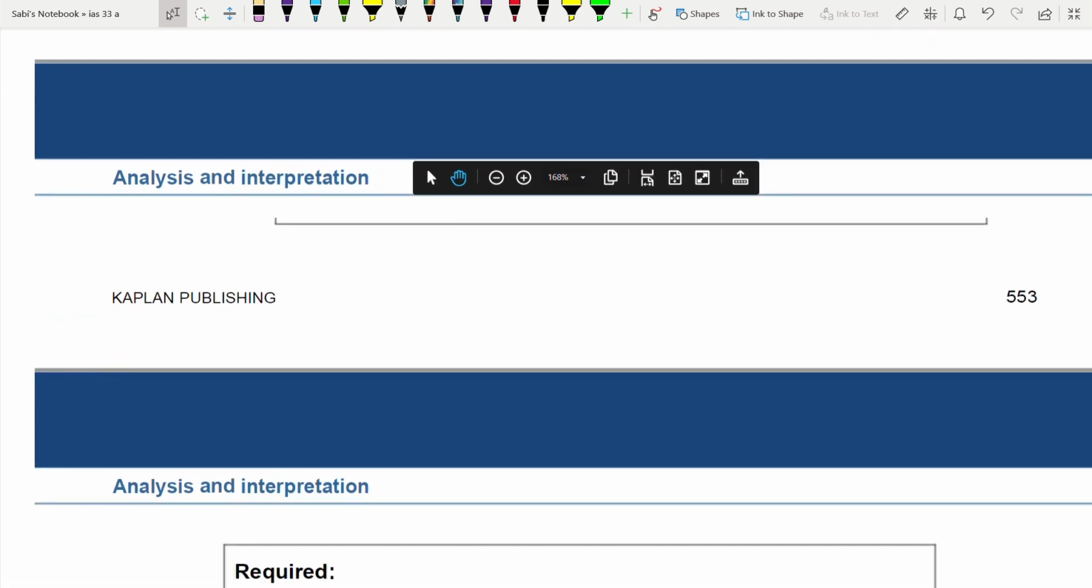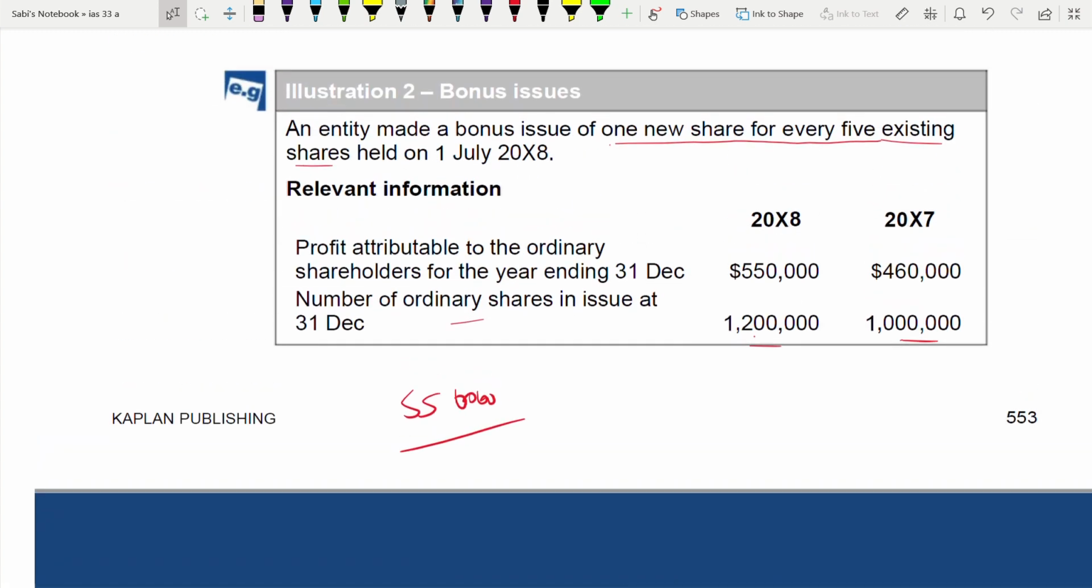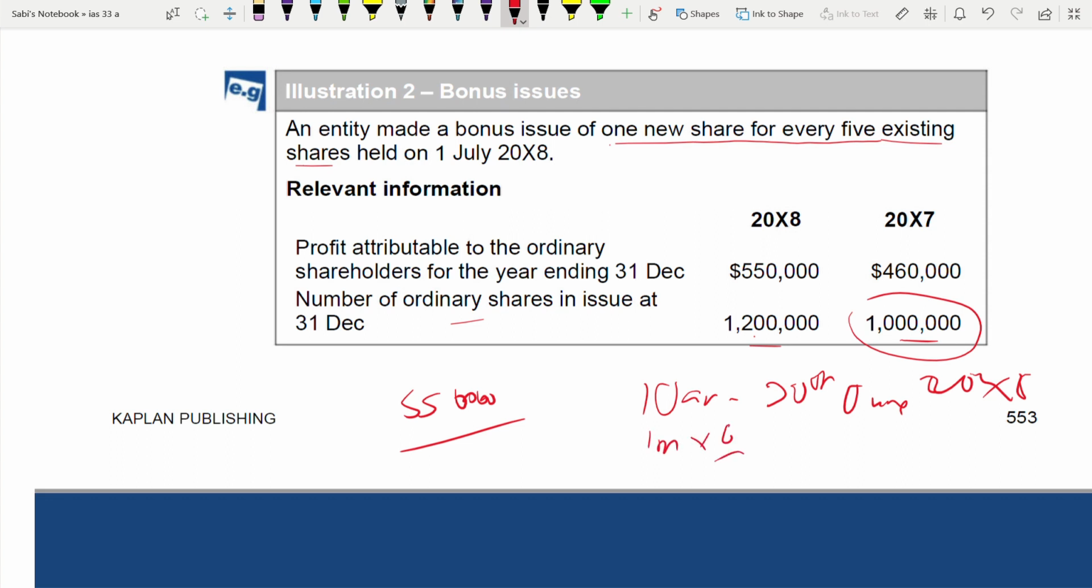You have to calculate the weighted average number of shares. How do you do that? See, this 1 million, you will be having it for the first 6 months, that means from 1st of January till 30th June 2008. So this 1 million you have to take for 6 months. Now, that's not enough. You have made a bonus issue, so you have to multiply it with the bonus fraction.